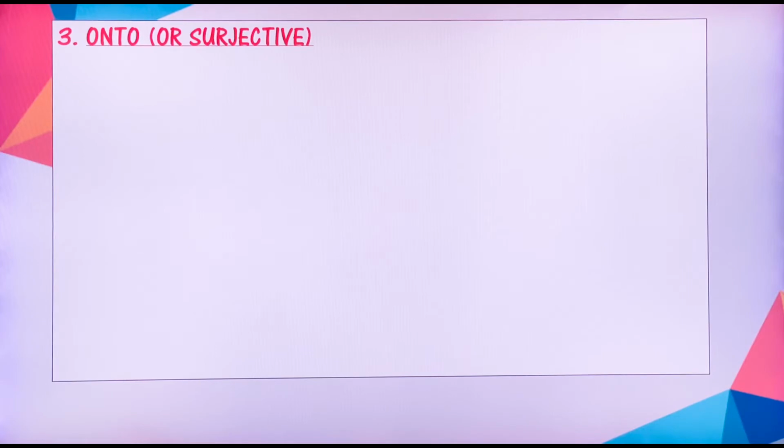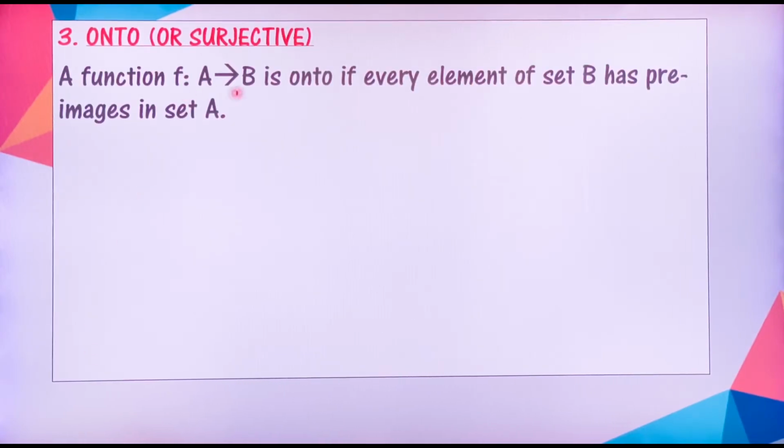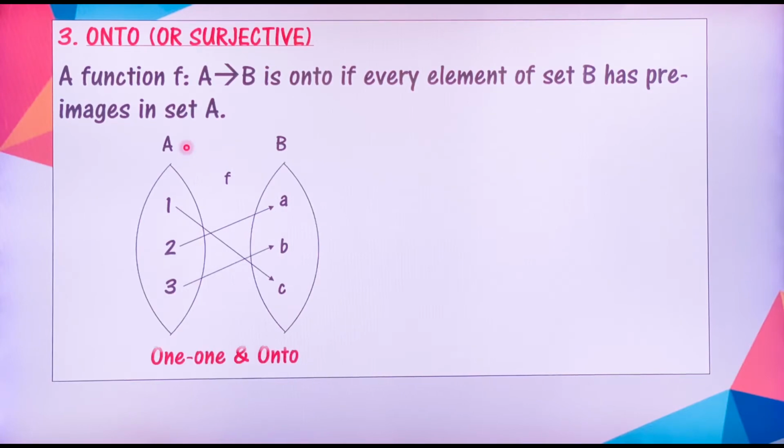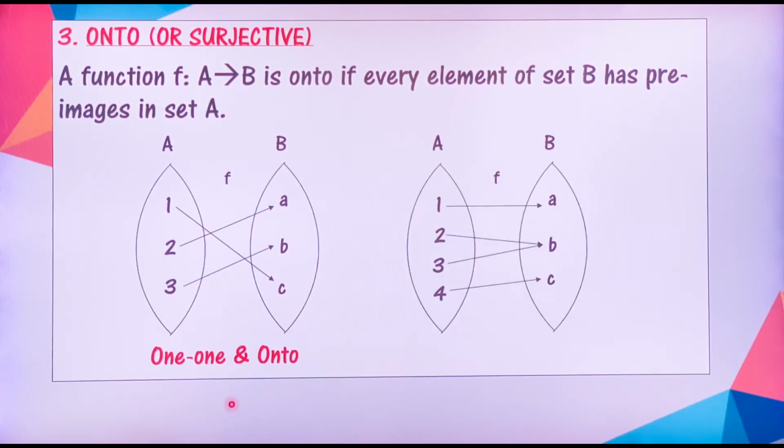Onto, or surjective, or surjection. A function f from A to B is onto if every element of set B has pre-images in set A. That is, range and codomain are the same. See the mappings. The first one is one-one and onto. The second one is many-one and onto.